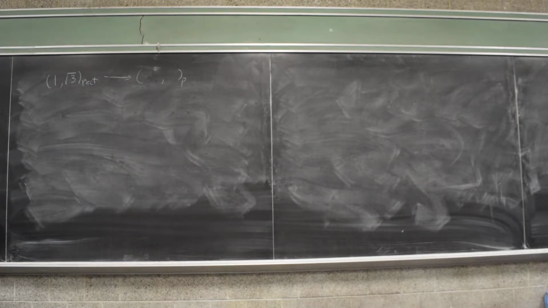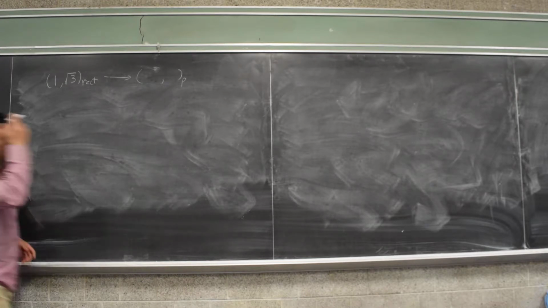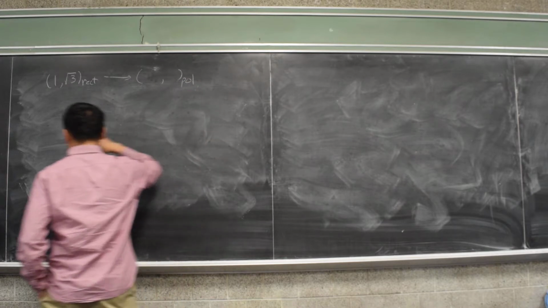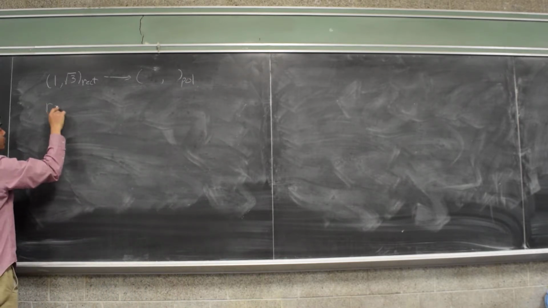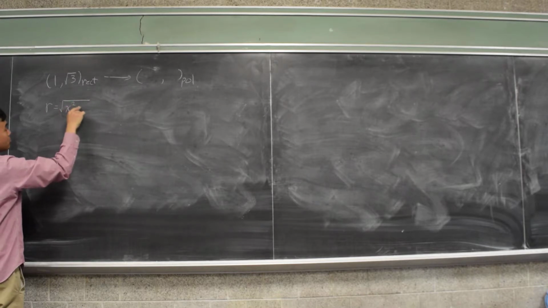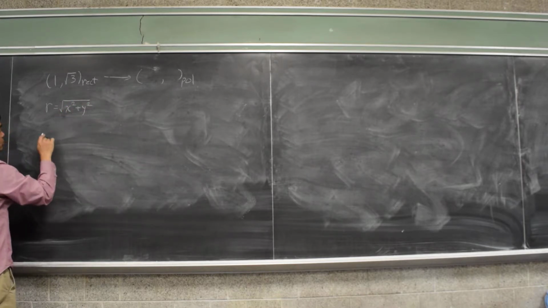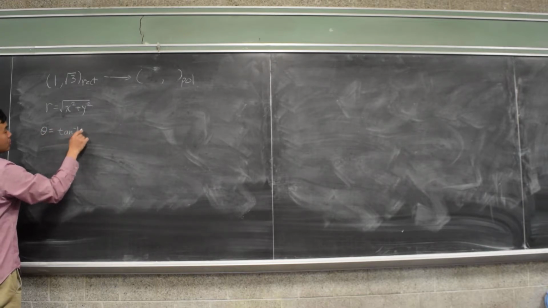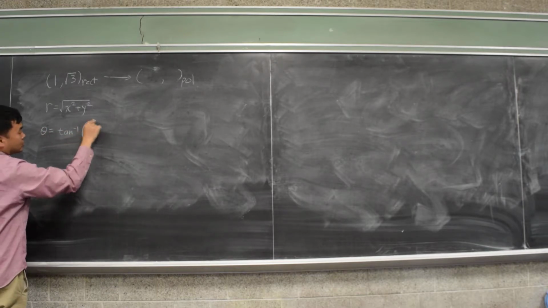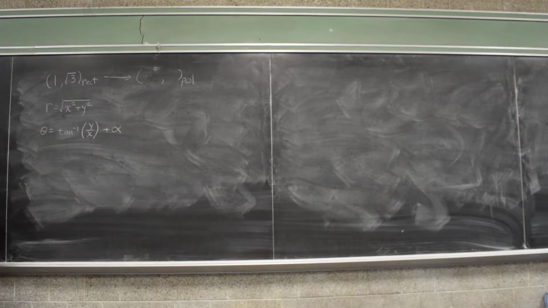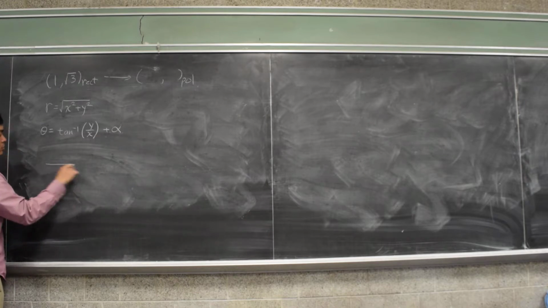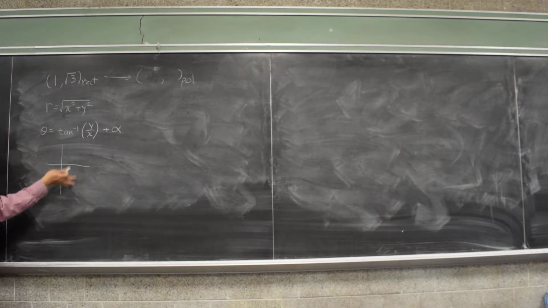Suppose you're given (1, radical 3) in rectangular coordinates, and you're trying to change this into polar. What do you do? In this case, you use the formulas r equals the square root of x squared plus y squared, and theta equals tangent inverse of y over x plus alpha. And you need this plus alpha because tangent inverse can only produce numbers in this range.